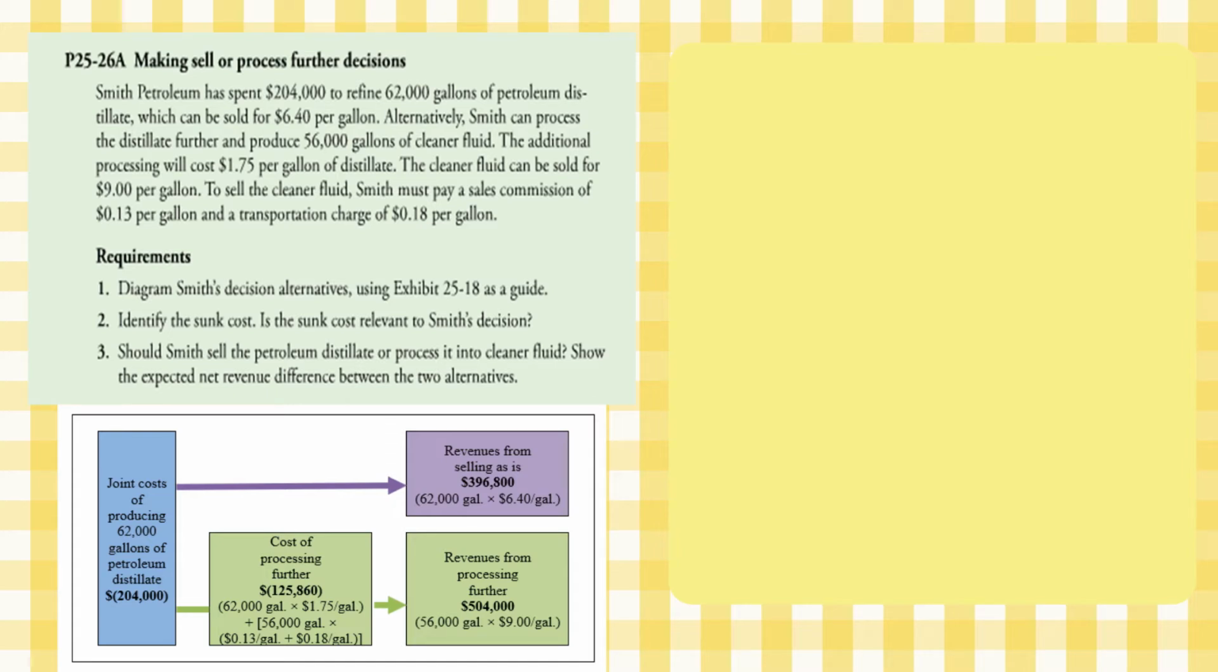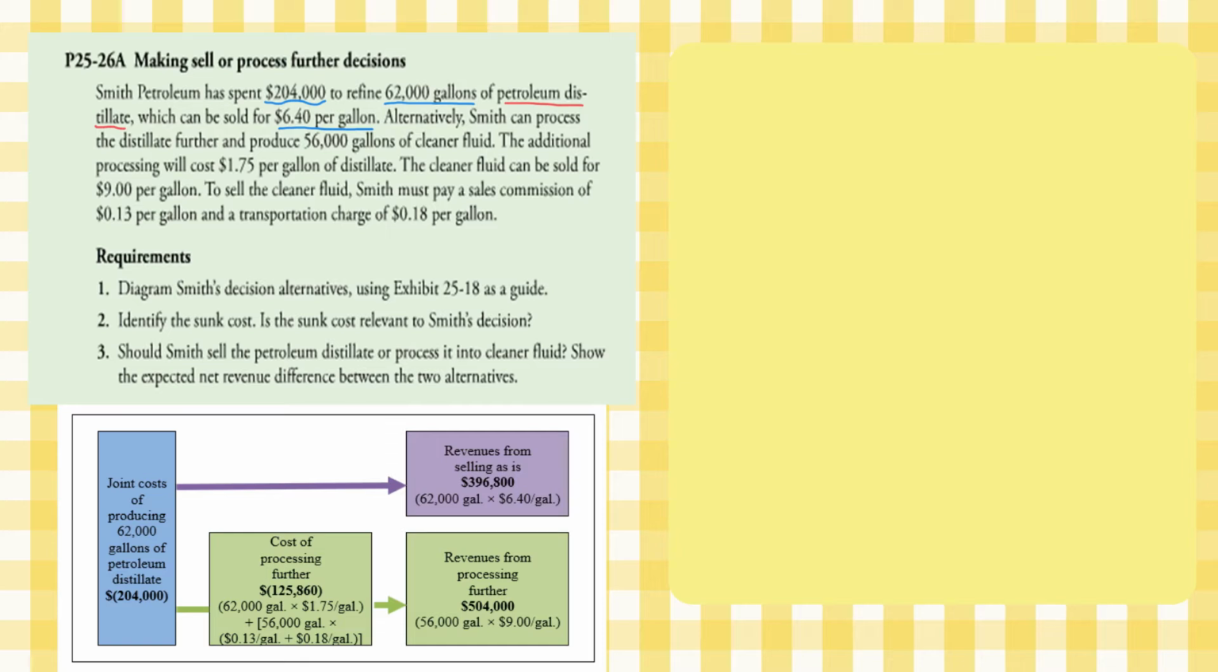Smith Petroleum has spent $204,000 to refine 62,000 gallons of petroleum distillate. This is the first product, which can be sold for 6.4 per gallon. So this is option 1, to sell as is as petroleum distillate. We have 62,000 gallons, the sales price will be 6.4.